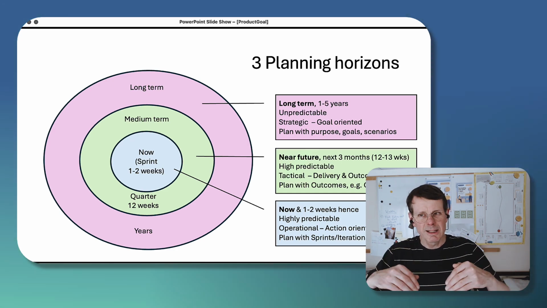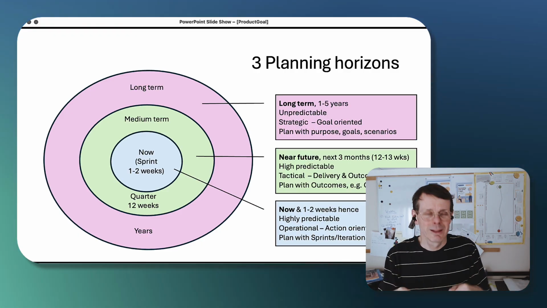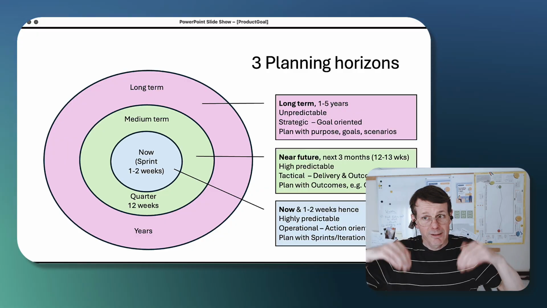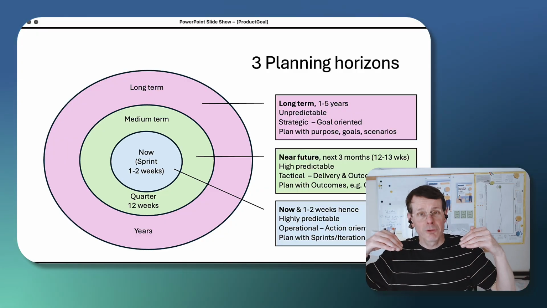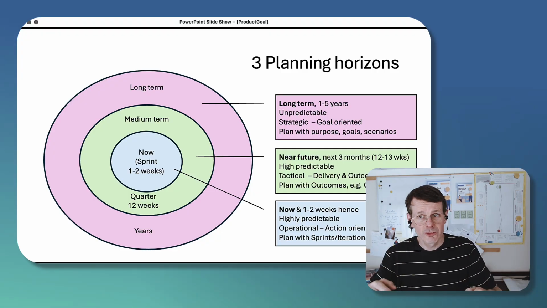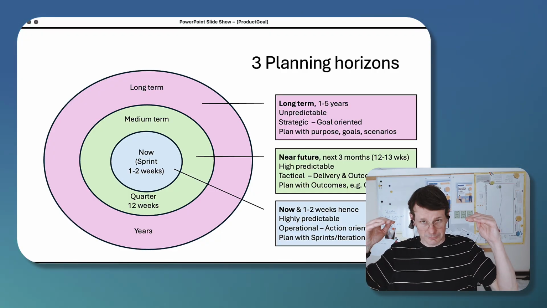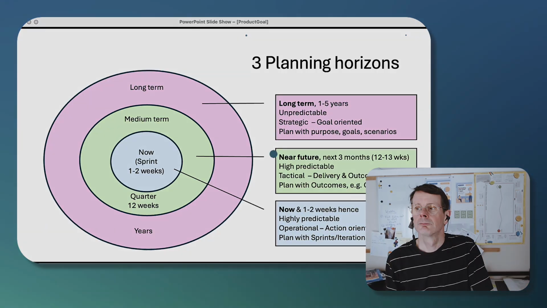Now, immediate. I'm avoiding the term short term. It's the immediate term. The medium term, the long term. Here and now, the next 2 weeks, we're planning with actions. We're planning with stories. We're planning with tasks. Medium term, we're planning with OKRs and objectives. Long term, we're planning with goals.